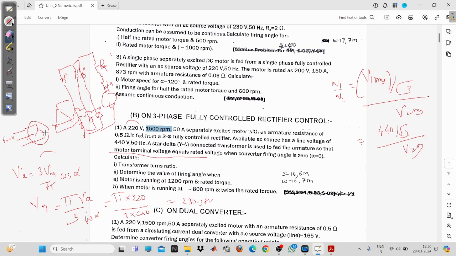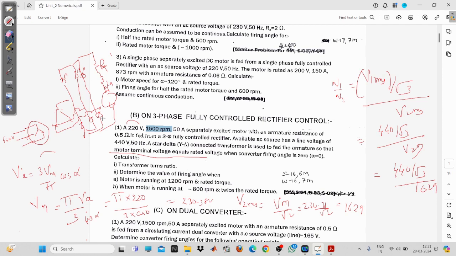Now, how to calculate the RMS? V2 RMS will be equal to Vm upon root 2, so that is 230.38 upon root 2, which is 162.9. If you put down the values, you calculate 440 upon root 3 upon this 162.9. In this way, you can calculate the turns ratio. This is the concept you will have to remember. Whenever such things need to be obtained, some conditions should be given in your question.